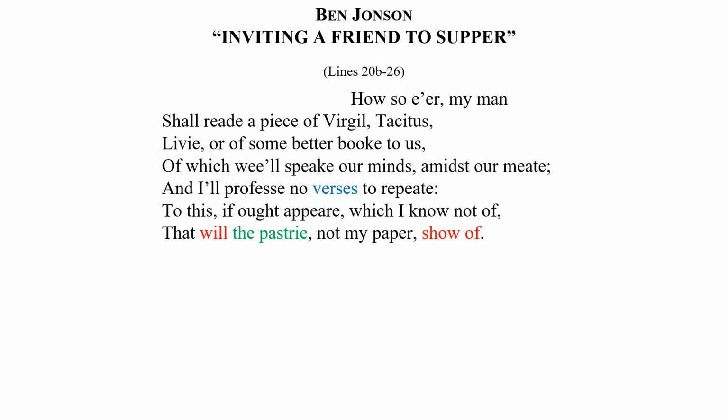And Jonson, it's really clever what he's doing here. He's saying, not only will I not read my poetry, but I'll line the pie pan with it. And that's the only way my verses will appear. The pastry will show of the poetry. Not me. I'm not going to be the one who reads it to you. So come on over. I won't burden you with my own verses. It won't be my paper.